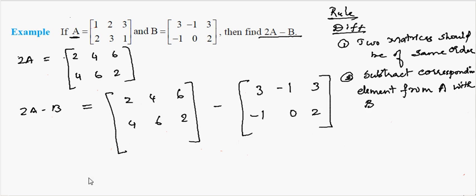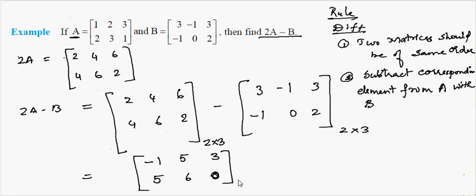If you want to subtract these two matrices, first find out the order. The order is 2 rows and 3 columns. Here also it is 2 rows and 3 columns. Since the order is the same, I can proceed further. 2 minus 3 is minus 1. 4 minus of minus 1 will become plus 1, so 4 plus 1 is 5. 6 minus 3 is 3. 4 minus of minus 1 will become plus 1, that is 5. 6 minus 0 is 6. 2 minus 2 is 0. So the resulting order of the matrix will be 2 by 3 itself. I hope you are clear with this problem.